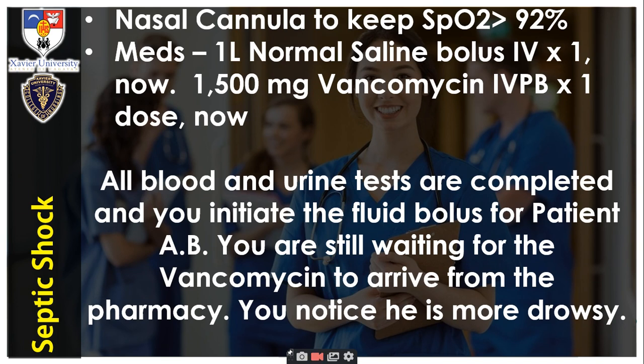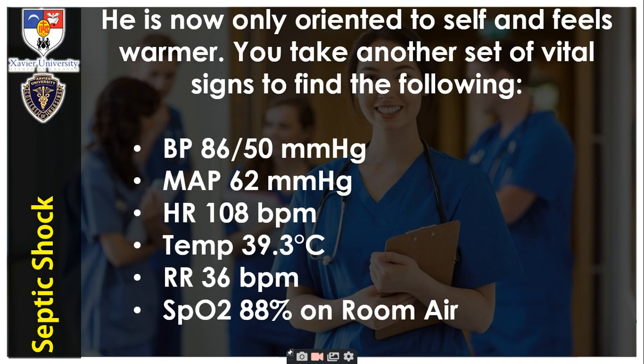You notice he is more drowsy. He is now only oriented to self and feels warmer. You take another set of vital signs to find the following: blood pressure of 86 over 50 millimeters mercury, mean arterial pressure of 62 millimeters mercury, heart rate of 108 beats per minute, temperature of 39.3 degrees Celsius, respiratory rate of 36 breaths per minute, SpO2 of 88% on room air.